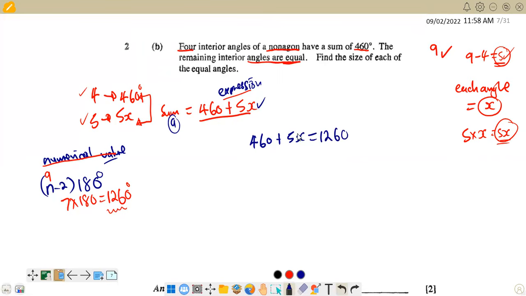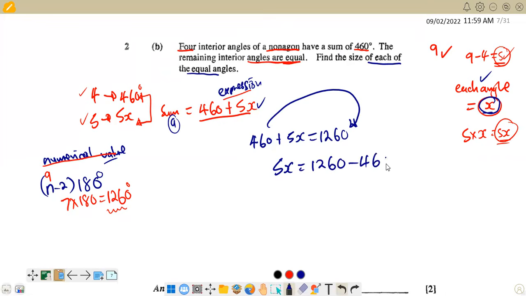1,260 degrees, so that we can solve for x, representing each angle, because we are asked to find the size of each of the equal angles. By calculating x, we are calculating the size of each angle. All right, so let's calculate our x. 5x is equivalent to, transposing to this side, 1,260 minus 460, which when we subtract gives us 800, just 800.